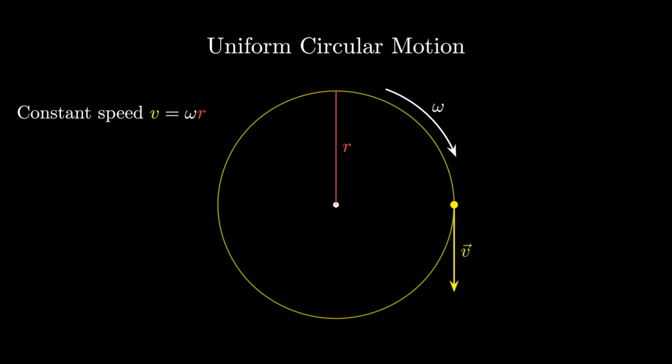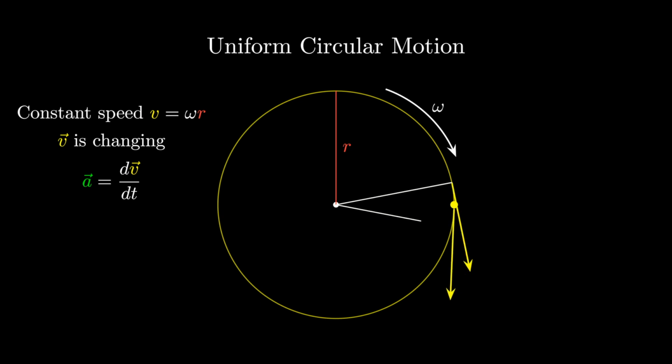Although the object moves with a constant speed, it should be clear that the direction it moves is constantly changing. Because velocity is a vector, incorporating both speed and direction, this changing velocity tells us that the object is accelerating.